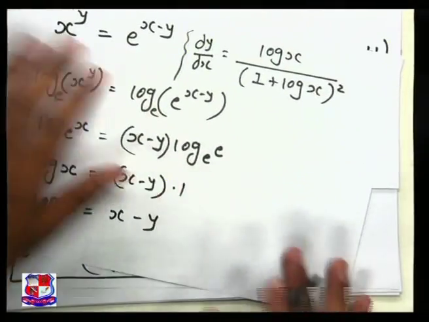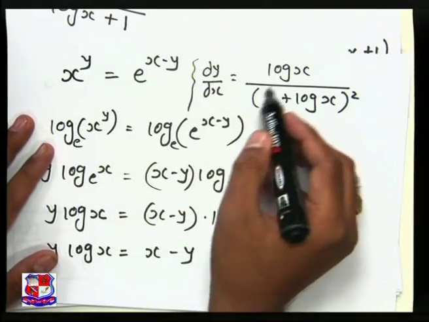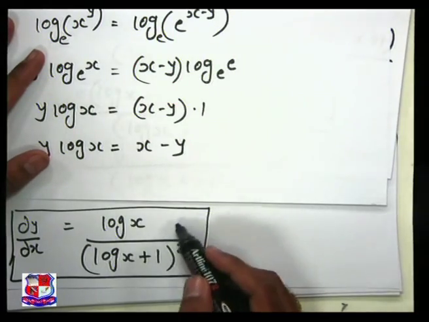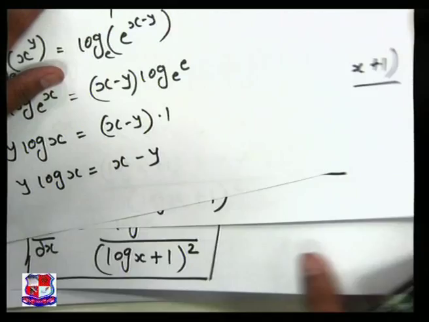Just check it out. X raised to y equal to e raised to x minus y, we wanted to prove log x upon 1 plus log x whole square, and here we wanted to prove log x upon log x plus 1 whole square. Now we move to our next question.